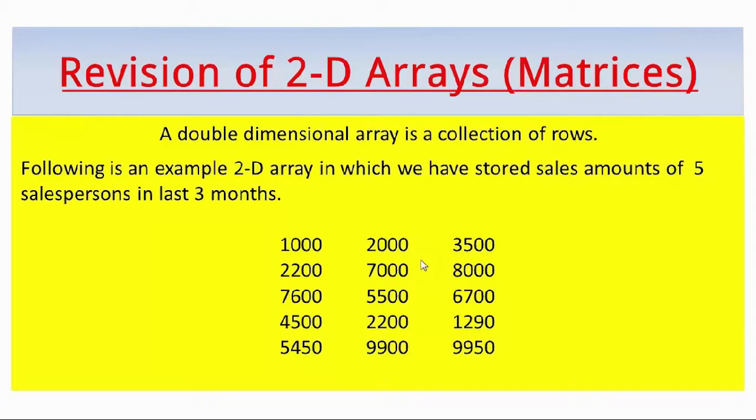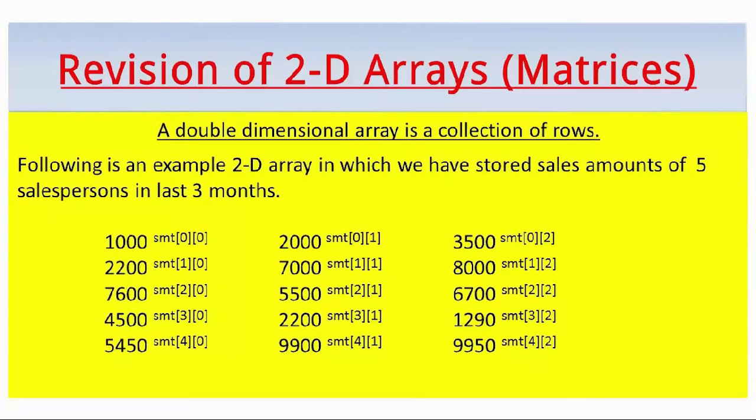How can we name the array elements in 2D arrays? Because we are using 2D arrays, we will have not only one single subscript, we will have two subscripts. One subscript will represent the row number of the array element, and the second subscript will represent the column number of this array element. For example, this is the same example. The 1000 value was the sales amount of the first salesperson in the first month. It will be represented through SMT00.